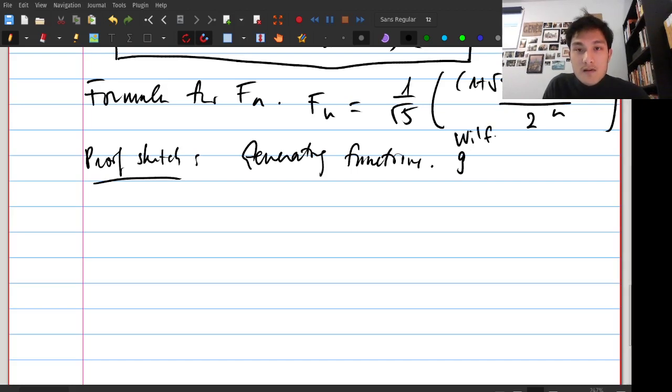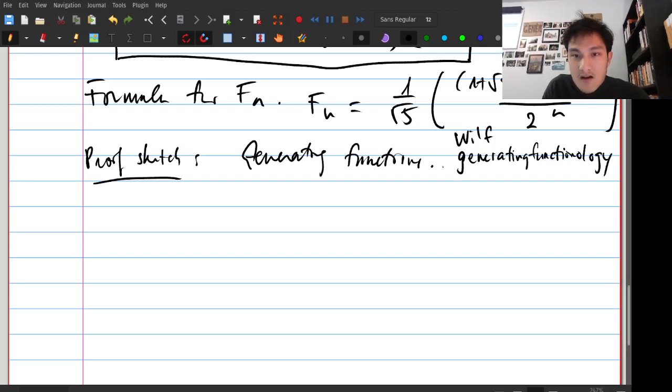There's an excellent book by Wilf, is the author's name, and it's called Generatingfunctionology, all lowercase, all one word, and it's a really good book on generating functions if you've never seen that. The idea of generating functions is we take some sequence of numbers and we make them the coefficients of a power series. So this is a function, a power series in z.